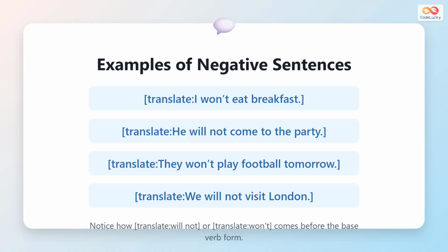Here are some examples to help understand better. I won't eat breakfast. He will not come to the party. They won't play football tomorrow. We will not visit London. In all of these examples, the action will not take place in the future.